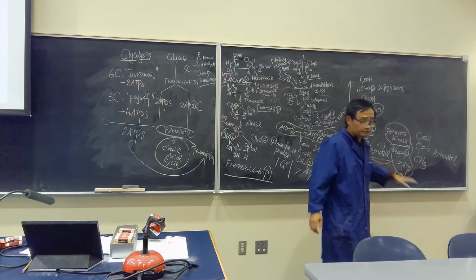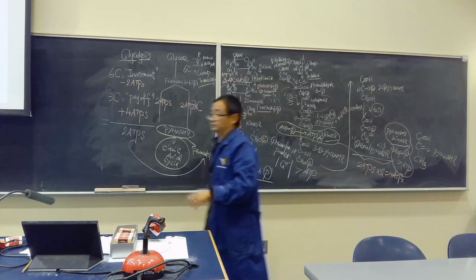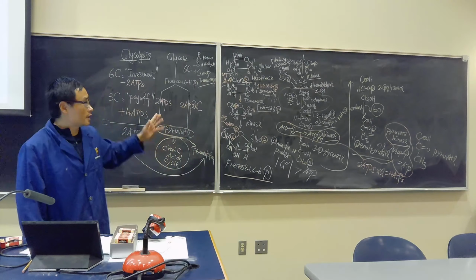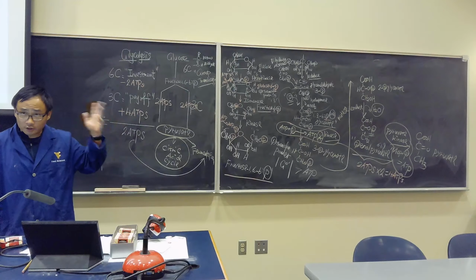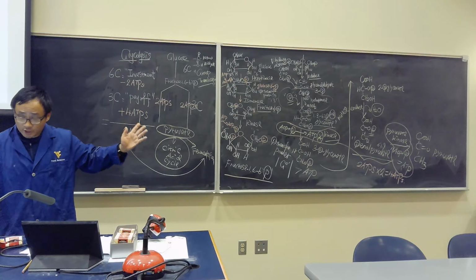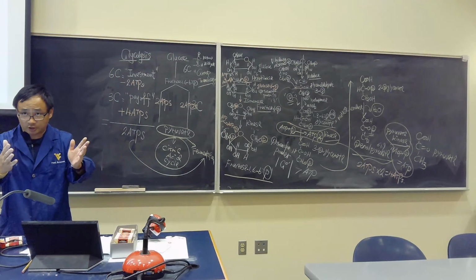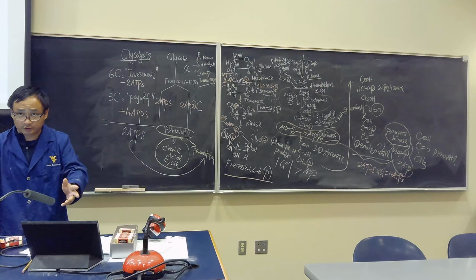Okay? So, this is what we have today. Fermentation, glycolysis, we finished the talk. And next week, Tuesday, we are going to go to the citric acid cycle. Then we have an overview picture of how the ATP is going to be generated.